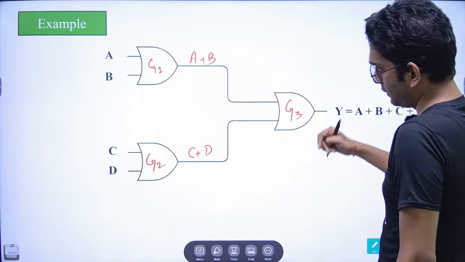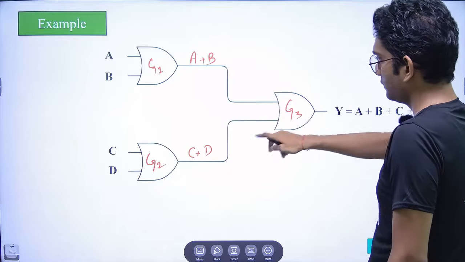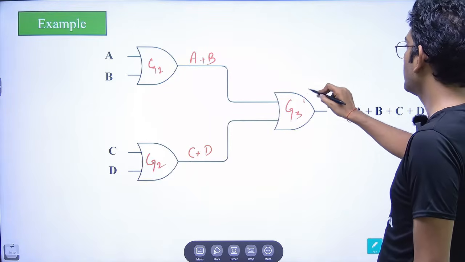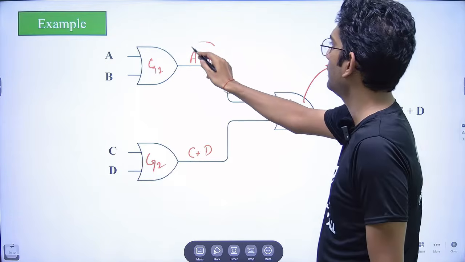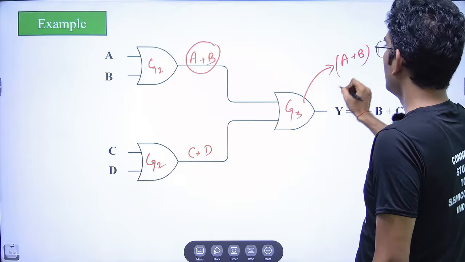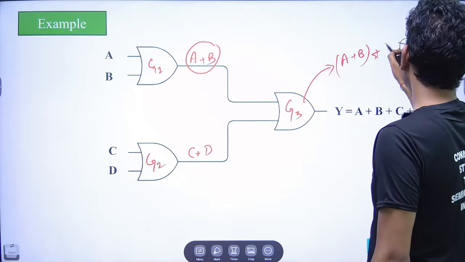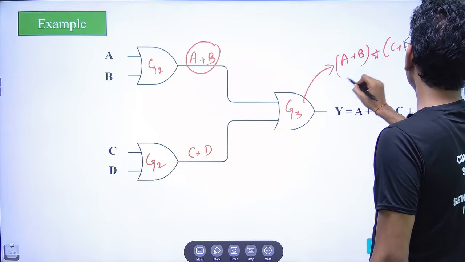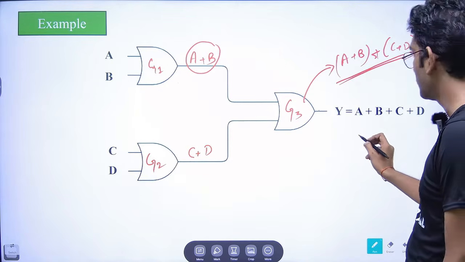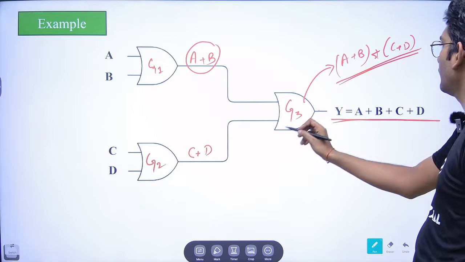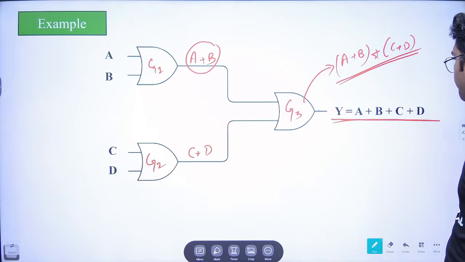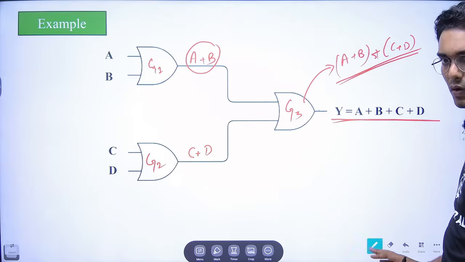Now in gate 3, the output from gate 1 is coming, and the output from gate 2 is also coming. Okay. So what will be the result of this? The result will be A plus B, plus C plus D. Okay. So this would be the final output that we will get here. Y is equal to A plus B plus C plus D. Okay. So this is the basic example of the OR gate. Fine.